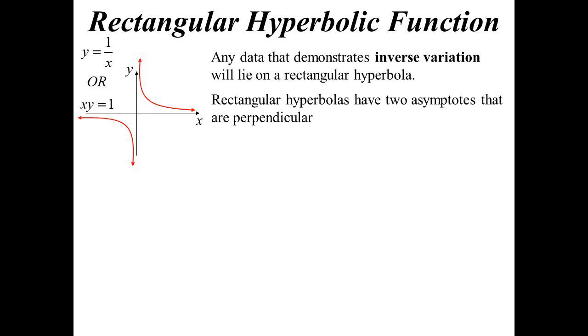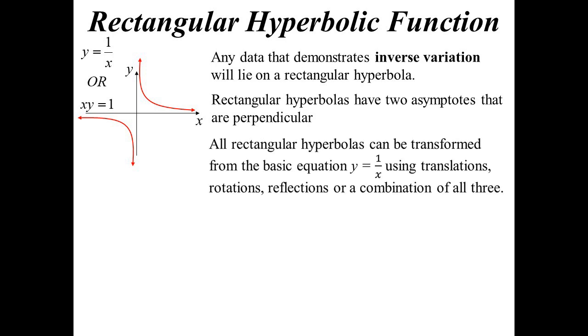If you were to plot data, you're doing an experiment, and you notice the points fit this sort of shape, then it's demonstrating inverse variation. So as one value is getting bigger, the other value is getting smaller, and vice versa. But just like we saw with every other function, we can create every rectangular hyperbola from y equals 1 on x via rotation, reflection, translation, all those sorts of things.